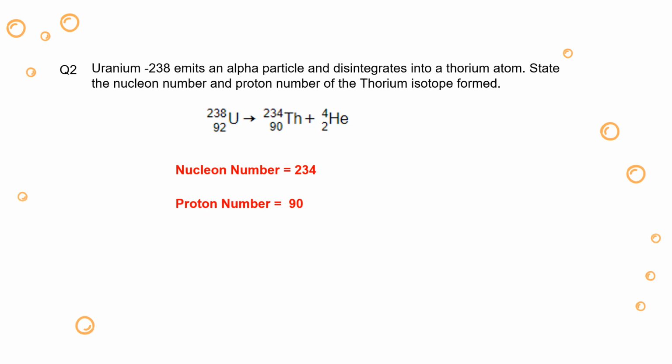If you can see the equation above, it means that during alpha decay, a radioactive atom, uranium, decays and emits an alpha particle. It means that uranium lost 2 neutrons and 2 protons and became thorium.